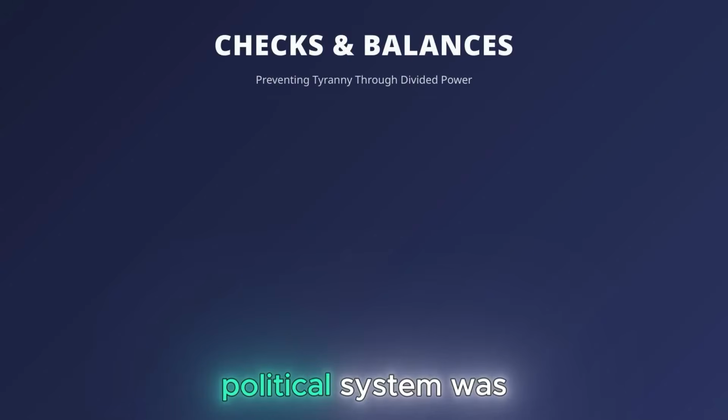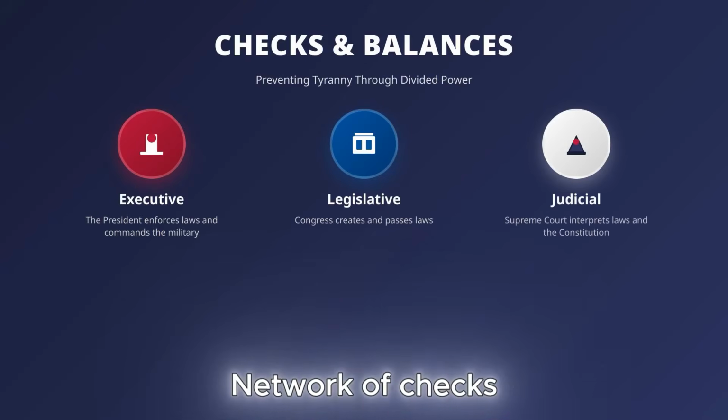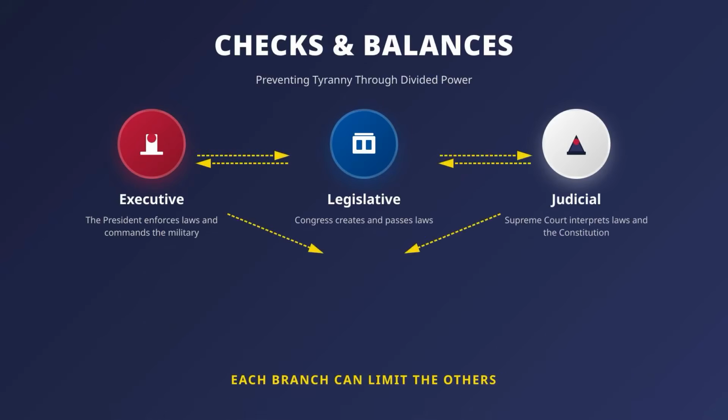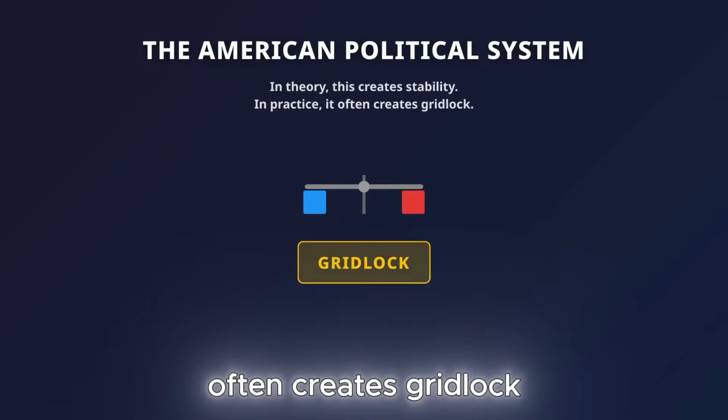The US political system was built on the idea of preventing tyranny through a complex network of checks and balances. Power is divided between the President, Congress, and the Supreme Court. Each branch can limit the others. In theory, this creates stability. In practice, it often creates gridlock.